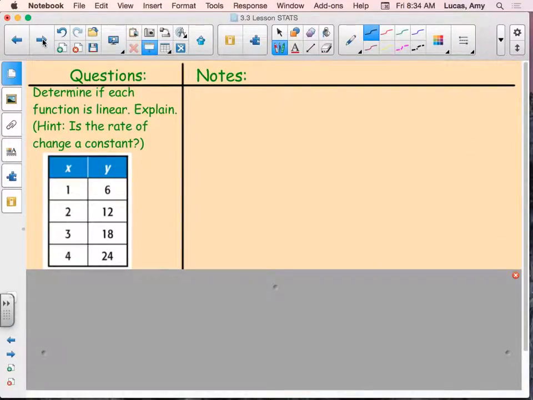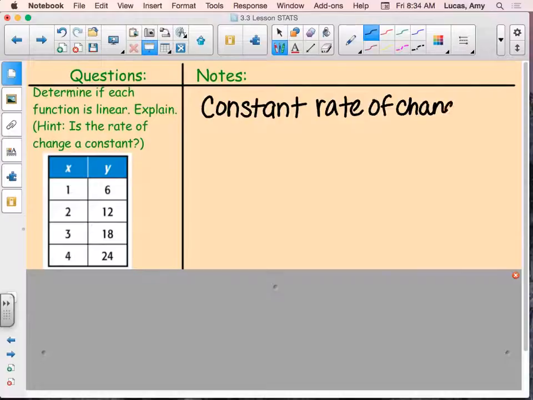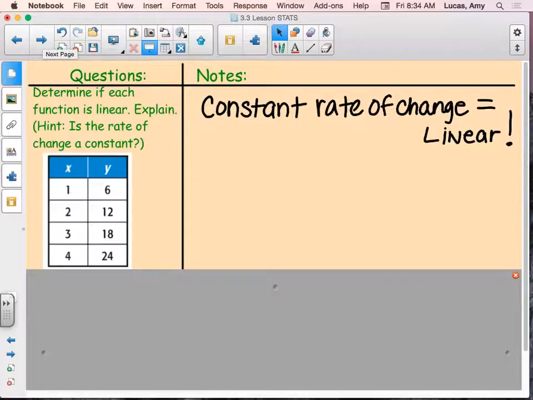Okay, our last type of problems for this section. Determine if each function is linear and explain. And then the hint says, is the rate of change a constant? Constant rate of change means that it is linear. Okay, because if the rate of change is constant and you graph it, that slope is staying the same, that makes it linear.